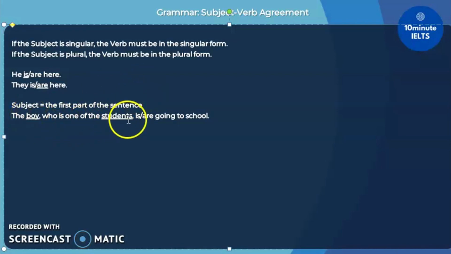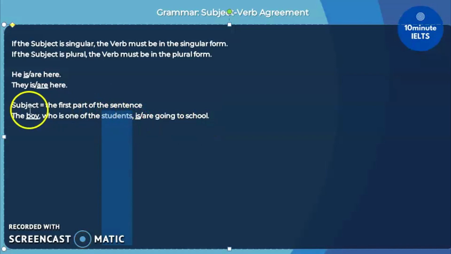Once you've identified the subject, go ahead and remove the other parts that are not part of the subject to identify, is it more accurate to say the boy is going to school or the boy are going to school? Sometimes it's just a matter of whichever sounds right. In this case, it's obvious that the boy is going to school is more accurate. That way, even if we include the clause after it, we could just say, the boy who is one of the students is going to school. I hope that was easy enough.